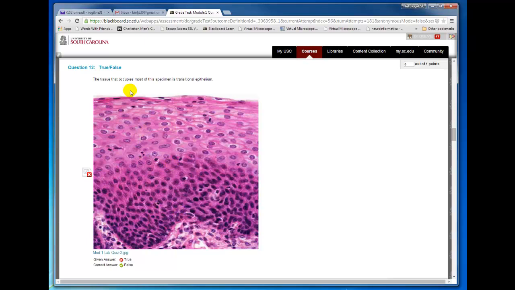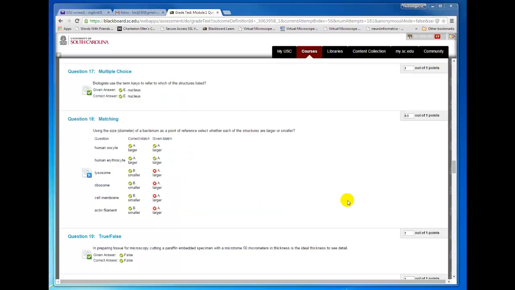See, stratified, non-keratinized stratified squamous epithelium. There's no keratin at the surface, and you see cells with nuclei right up to the surface. This question reminds me to remind you that knowing the size and the relationship between structures, as was given in one of the early lectures, probably the cell lecture, in which you're asked to say which of these is smaller or larger than a bacterium.